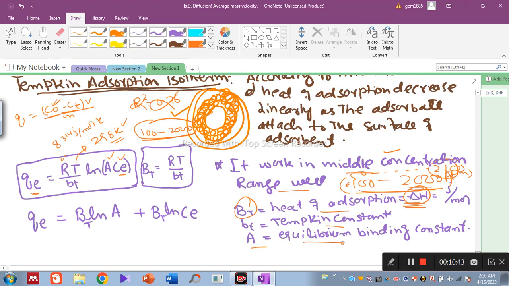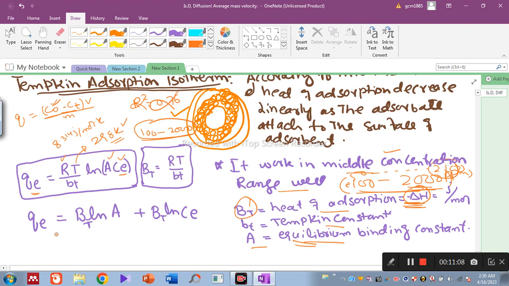The A is the equilibrium binding constant. It is the maximum binding constant. It shows how much maximum energy will be released when adsorbate is attached to the adsorbent surface. So this is again the maximum equilibrium binding constant, and it gives us the relationship between ligand and adsorbent, or some other two surfaces.